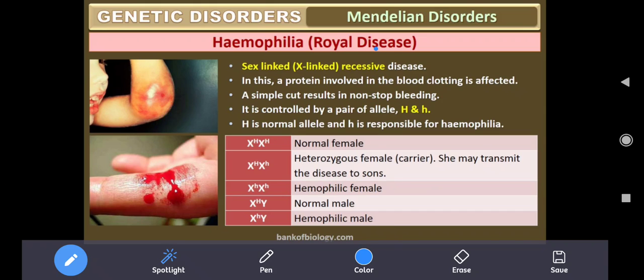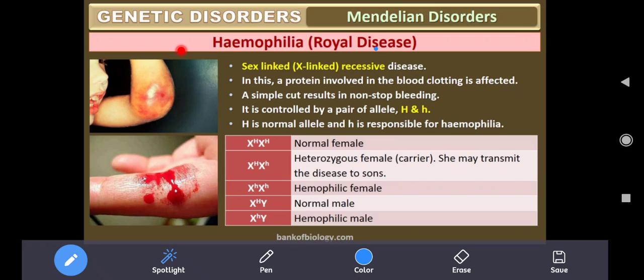It is controlled by a pair of alleles called capital H and small h. H is the normal allele. X capital H X capital H is normal, X capital H X small h is a female carrier, and X small h X small h is a hemophilic female, affected. X capital H Y is a normal male, but X small h Y is a hemophilic male. One X small h is enough to cause this disease in males.